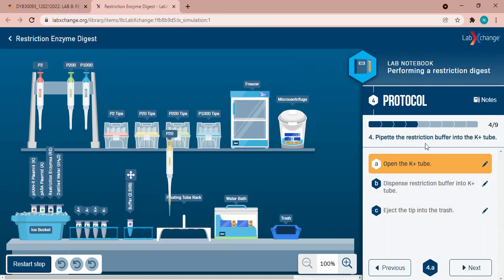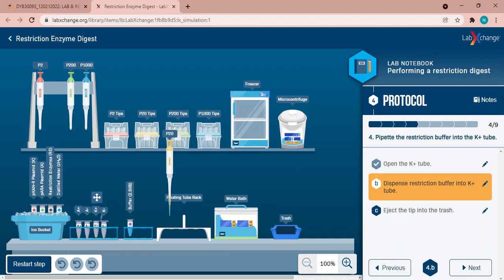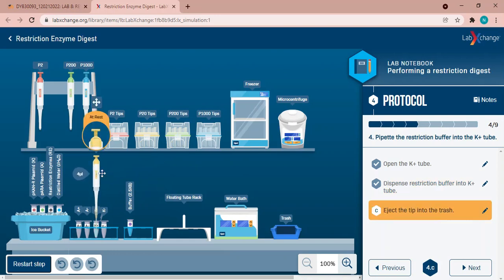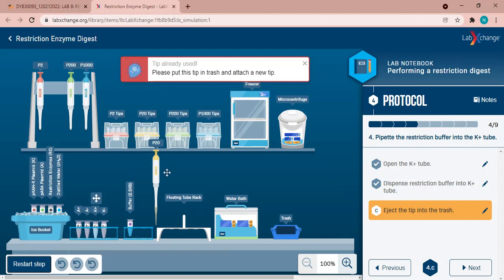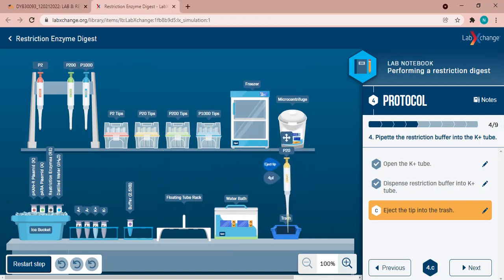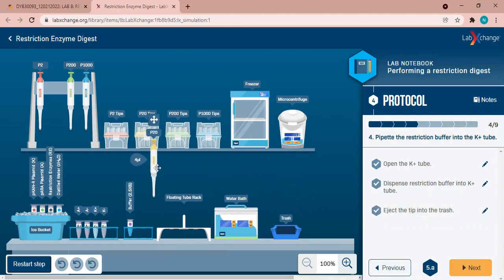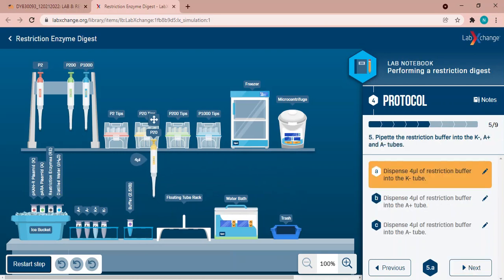Next, pipette the restriction buffer into the K plus tube. First, open the K plus tube. Next, dispense restriction buffer into the K plus tube. Okay, then eject the tip into the trash to prevent contamination. Okay, next, pipette the restriction buffer into the K minus, A plus, and A minus tubes.